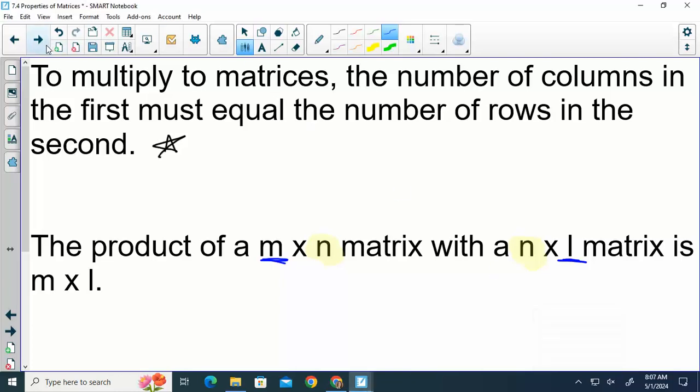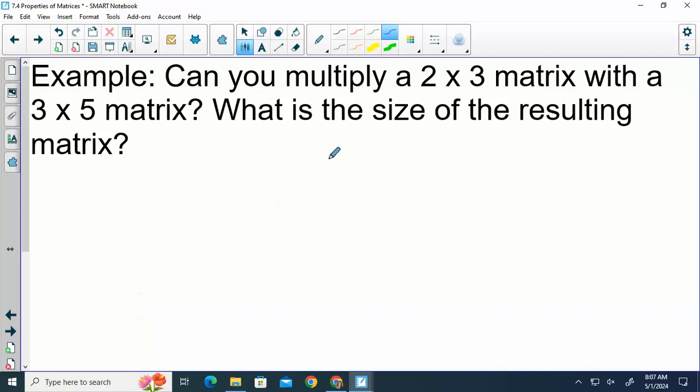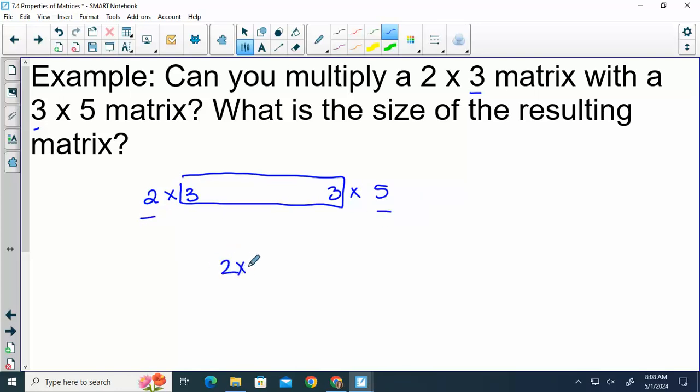So question for you. Could I multiply a 2 by 3 matrix with a 3 by 5 matrix? In order to multiply, the number of columns in the first has to equal the number of rows in the second. So if I have a 2 by 3 and a 3 by 5, what I'm going to tell you to do is write down the sizes of them. If these numbers match, we can multiply. Our final matrix will be 2 by 5. So we could multiply these, we'll get a 2 by 5 for the final answer.